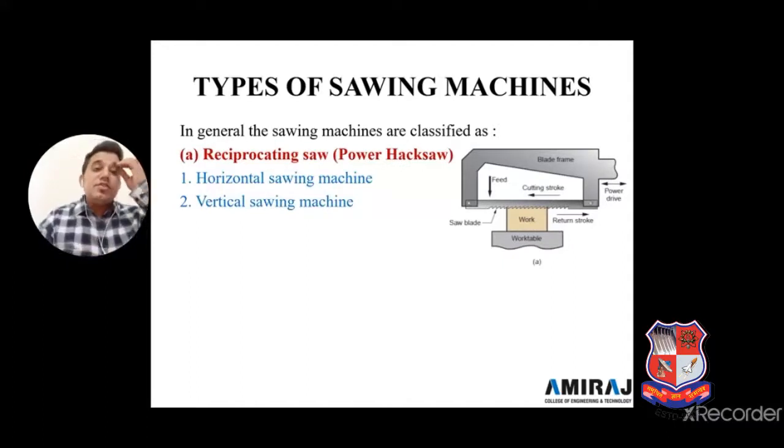First of all is the reciprocating type sawing machine. You can observe here, it is known as a power hacksaw in our workshop. It has particularly two types of orientation, horizontal sawing machine and vertical sawing machine. Here you can observe the work table, the workpiece is fixed on the work table, and the movement of the saw will be horizontal. Inclined ones are also available nowadays. So this is the reciprocating saw.